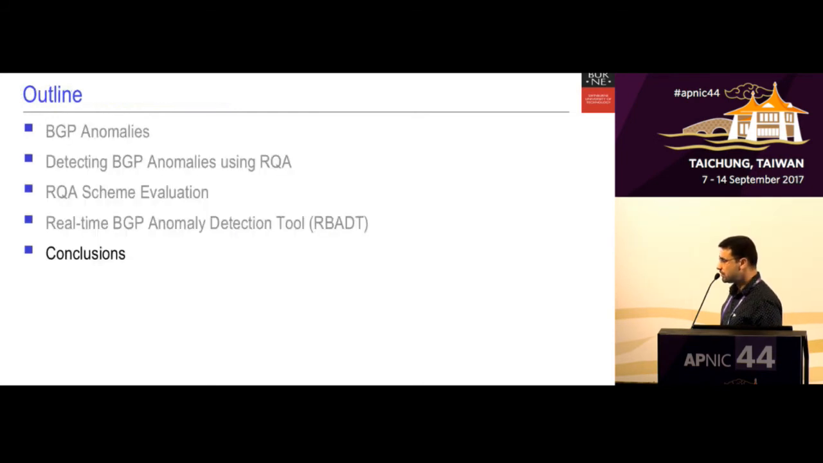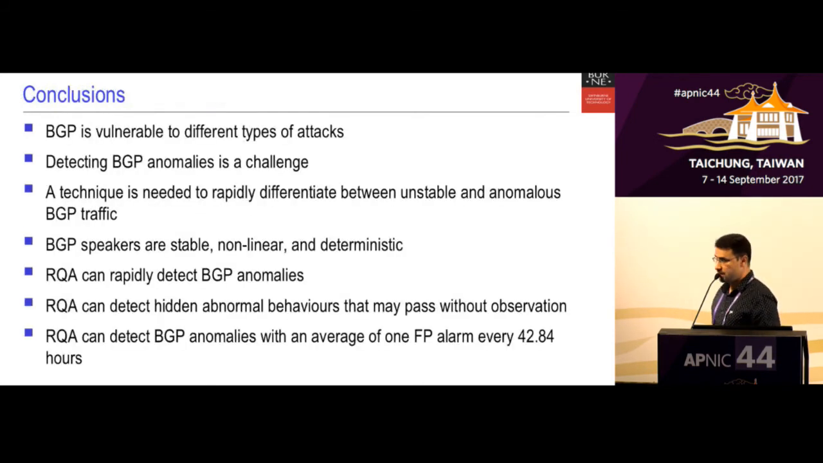So to conclude my talk, BGP is vulnerable to different types of attack. Detecting BGP anomaly is a challenge. We need a technique that can differentiate between unstable BGP traffic and anomalous BGP traffic. We introduce our RQA scheme, which is a novel scheme based on using the phase plane concept to detect BGP anomaly.